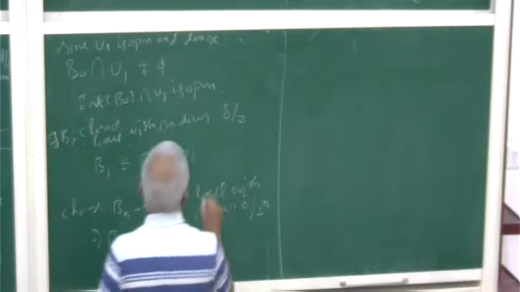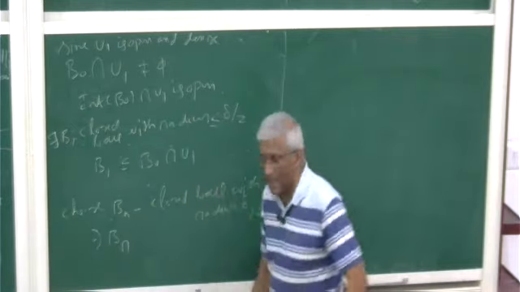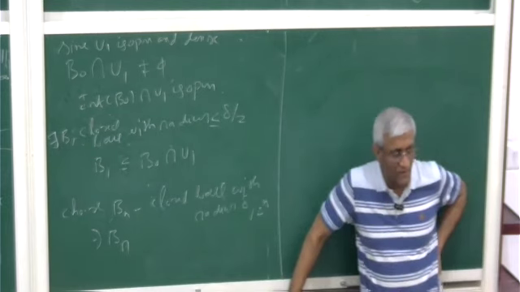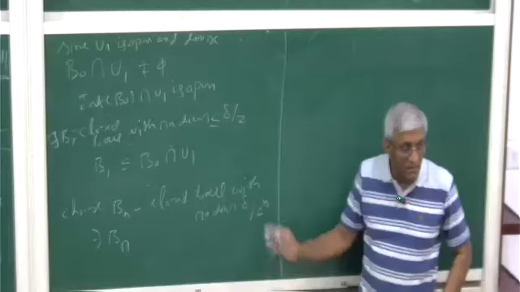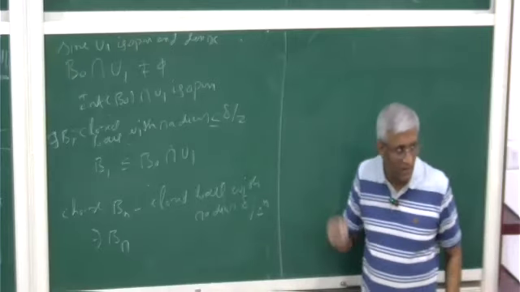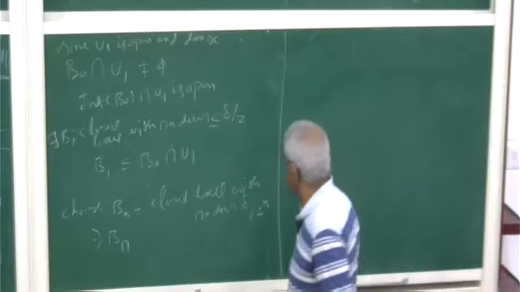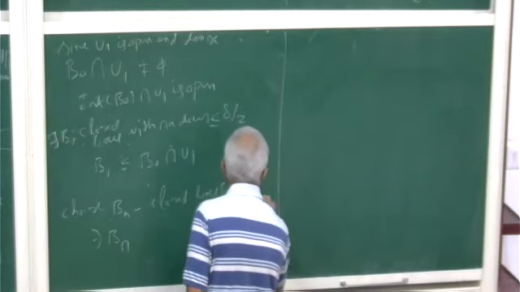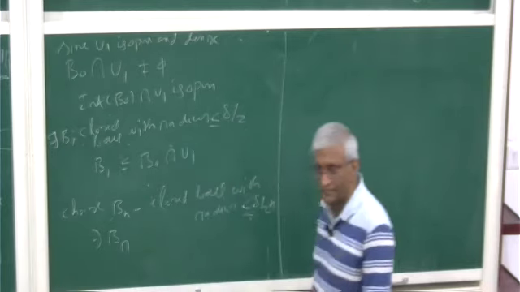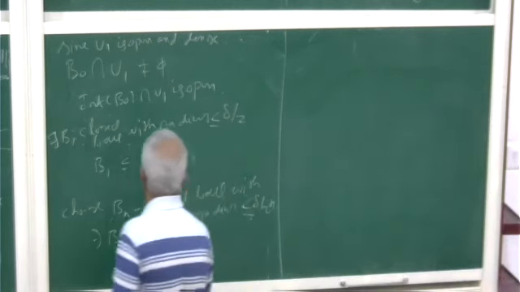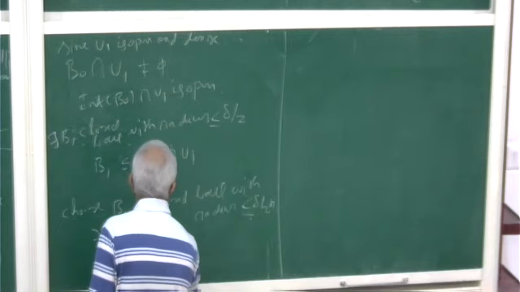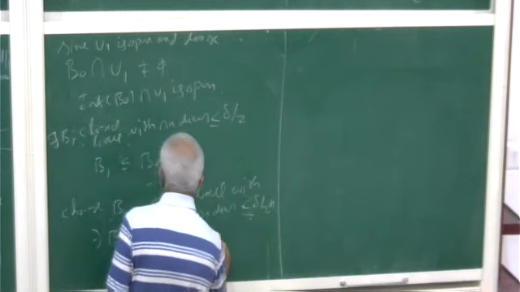So less than delta by 2. That's what it is. It will be a strictly positive number. So Bn has radius less than delta by 2 power n. You take a smaller one. Bn is contained in Bn minus 1 intersection Un.